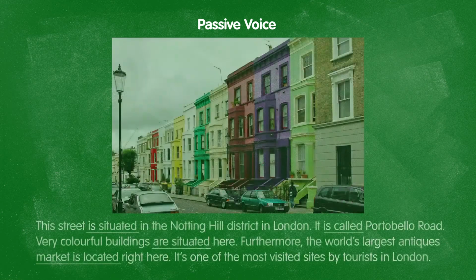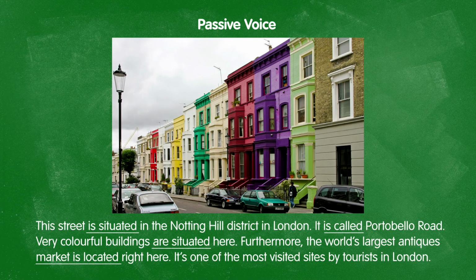Hello again, everybody. Today we're going to be talking about the passive voice in English. So, to do this, first I want you to look at a picture for me. This picture is showing a street that's situated in the Notting Hill district of London. It's called Portobello Road, and very bright buildings are situated here.